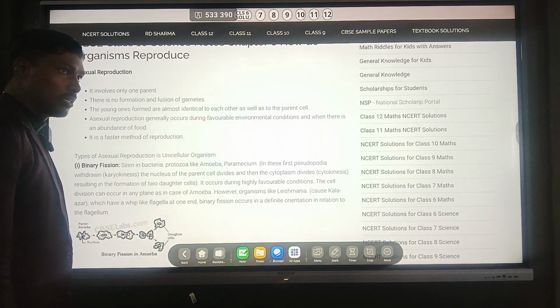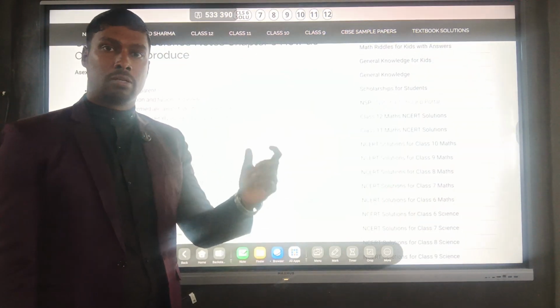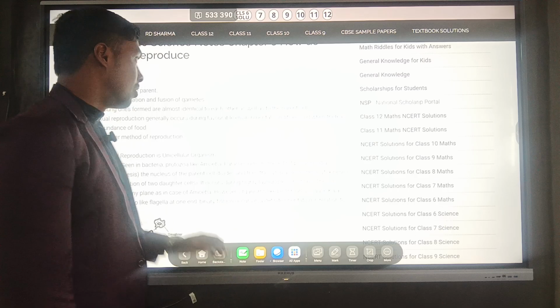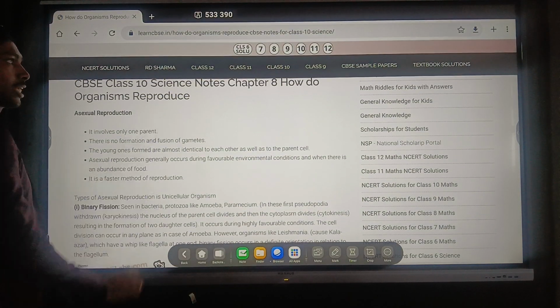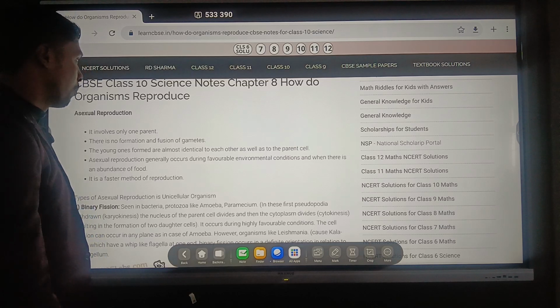This is the 8th chapter, and maximum marks from this chapter will come in the board examinations. So all the students, listen very carefully. First of all, I am going to explain asexual reproduction.